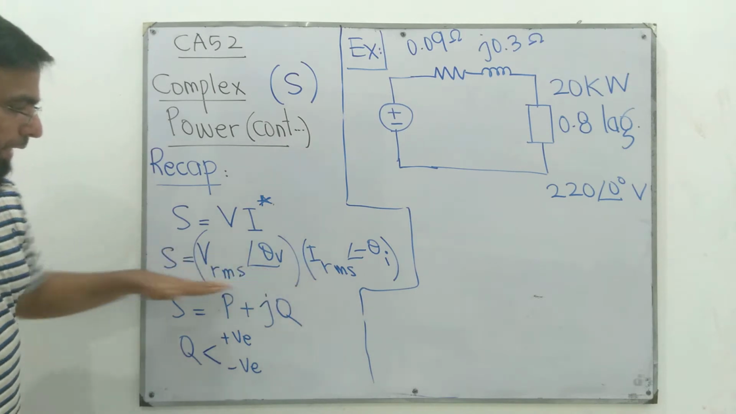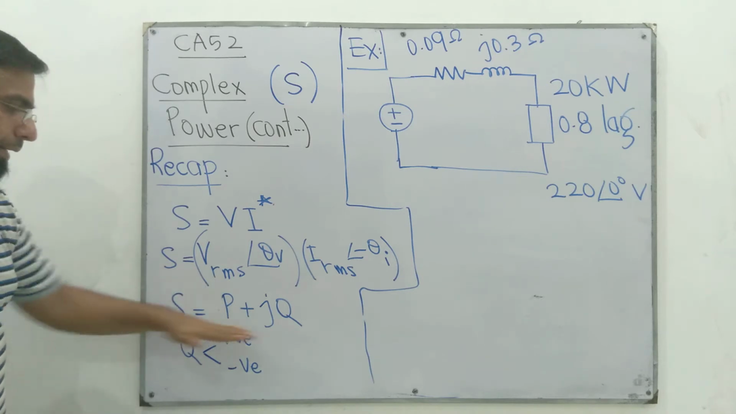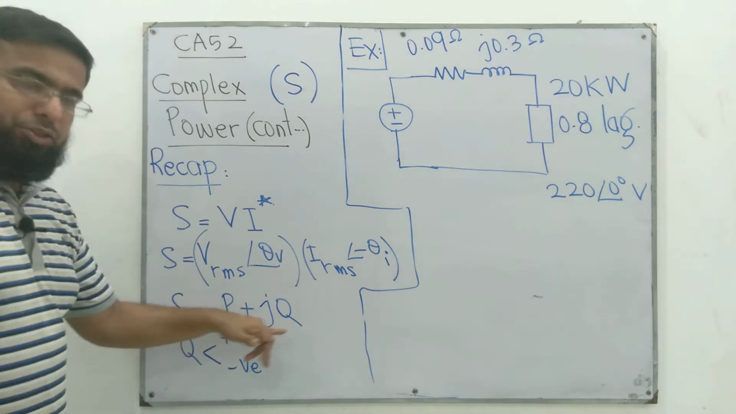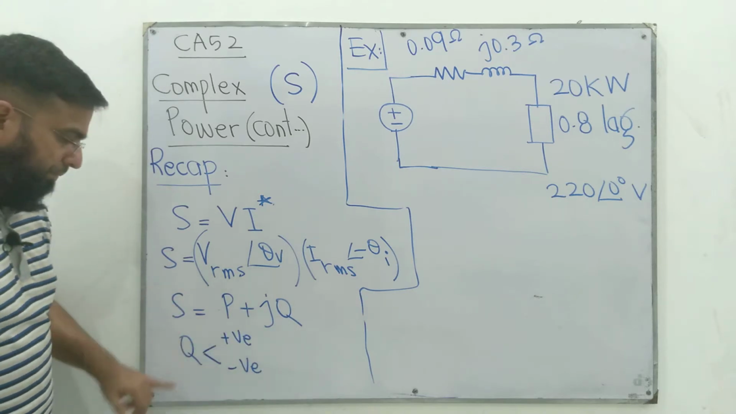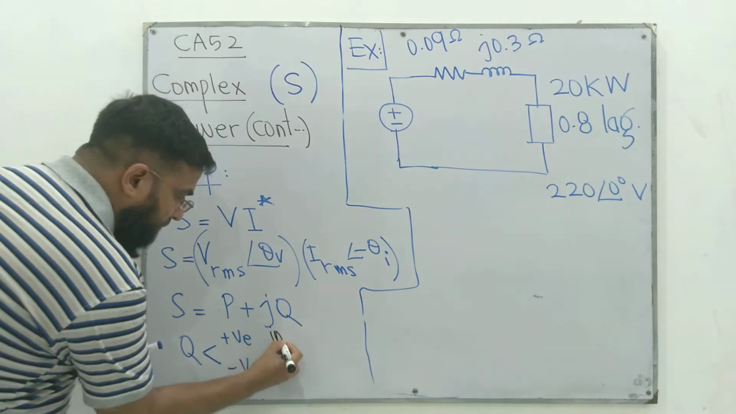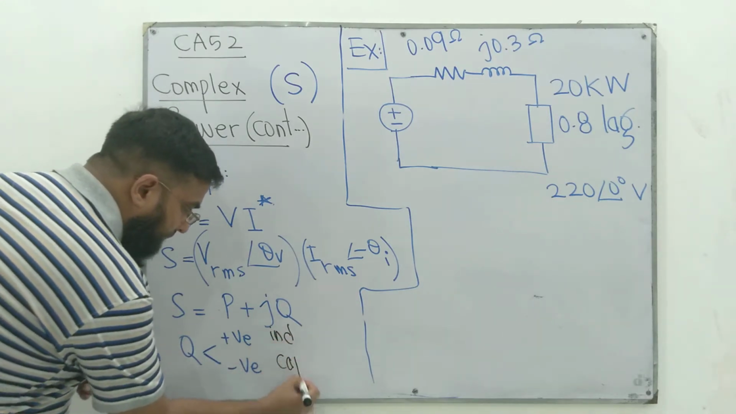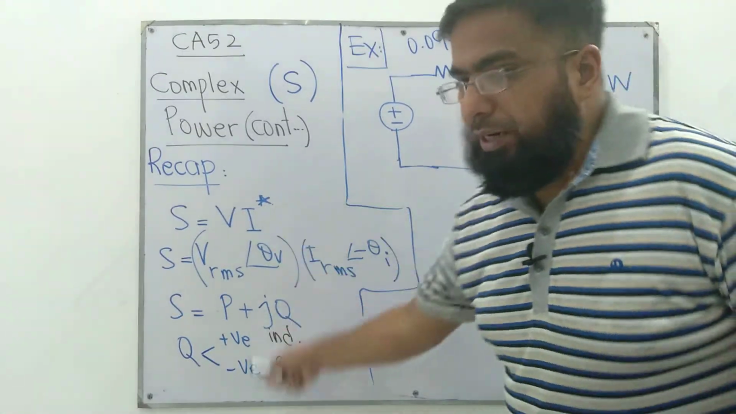It can be represented in polar form like this, but in rectangular form it can be represented as P plus jQ, where P is the active power or average power and Q is the reactive power, and Q can be positive or negative. For inductive loads it's positive, and for capacitive loads it is negative. This is what we studied in the last lecture.